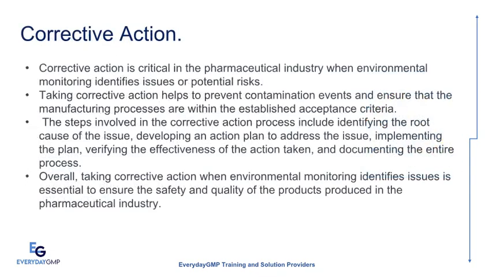Corrective action. Corrective action is critical in the pharmaceutical industry when environmental monitoring identifies issues or potential risks. Taking corrective action helps to prevent contamination events and ensure that the manufacturing processes are within the established acceptance criteria. The steps involved in the corrective action process include identifying the root cause of the issue, developing an action plan to address the issue, implementing the plan, verifying the effectiveness of the action taken, and documenting the entire process. Overall, taking corrective action when environmental monitoring identifies issues is essential to ensure the safety and quality of the products produced in the pharmaceutical industry.